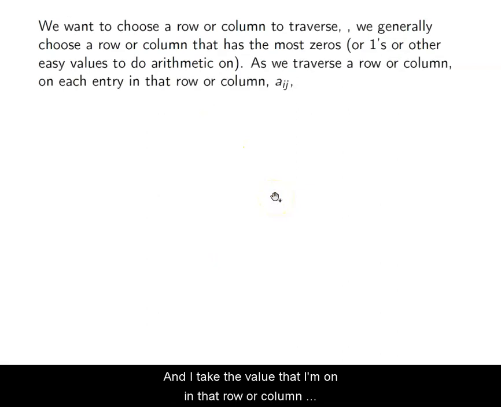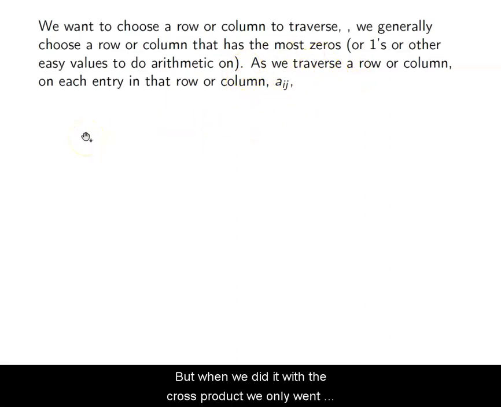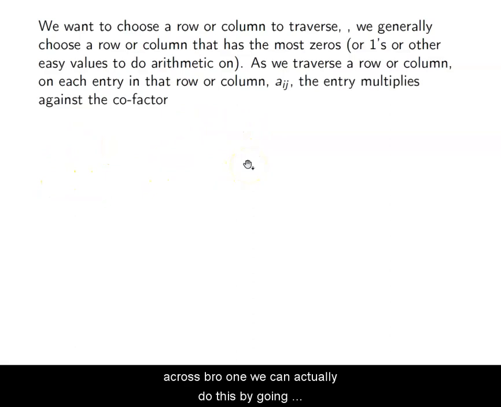And I take the value that I'm on in that row or column, which we call Aij, and I use that to multiply times a submatrix that's created by deleting that row and that column that entry is in. And then I take the determinant of the submatrix. So we've seen this before. It's just like we did with the cross product, but when we did it with the cross product, we only went across row 1. We can actually do this by going across any row or any column.